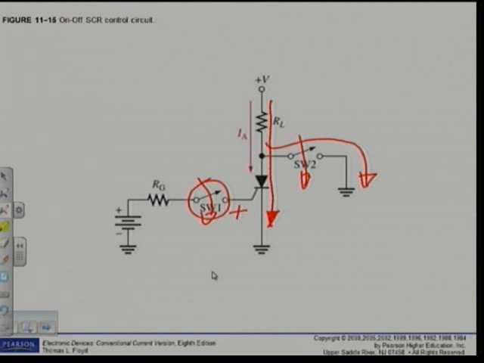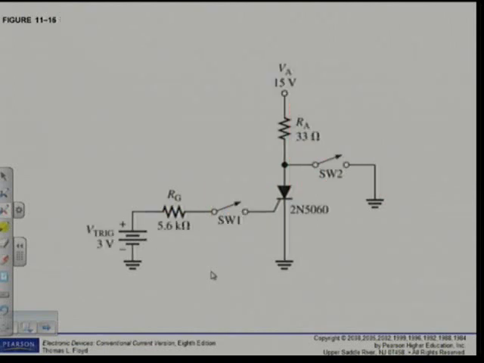Alright, the next circuit, that is on page 563. There's an example. Let's quickly look at the example. There's example 11.3. You can go and work through example 11.3 on your own for homework.